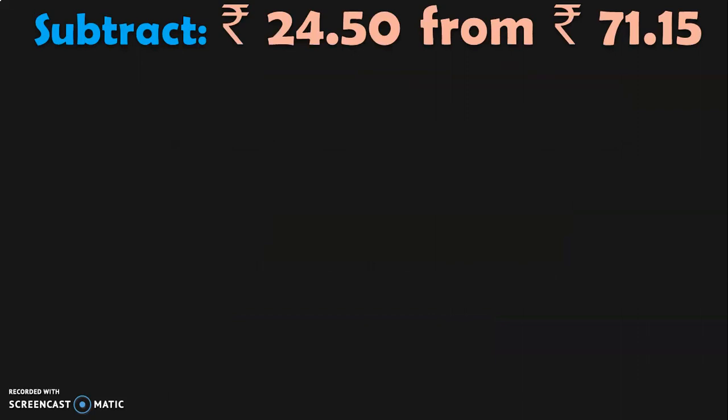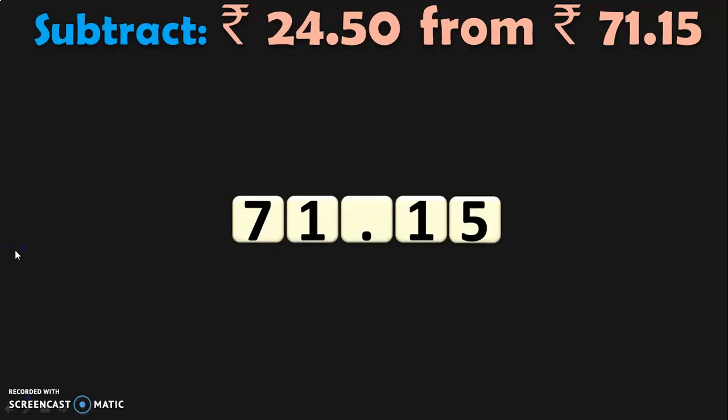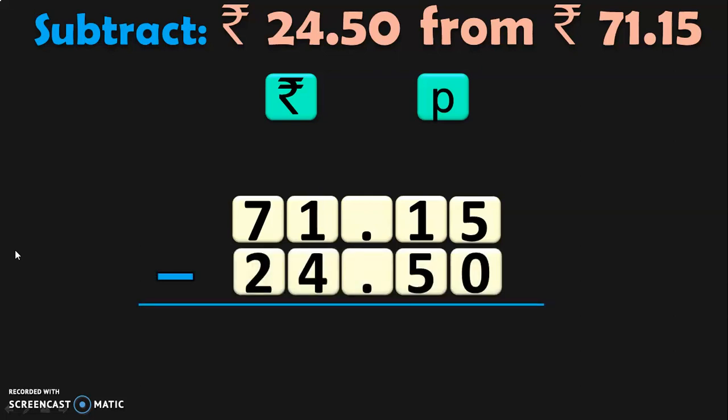Subtract rupees 24.50 from rupees 71.15. Write down the number from which you are going to subtract first. Write down its rupees and paise part. Next, write down the other number which you are going to subtract. Take care that the decimal points are one below the other. Now, as usual, do the subtraction and now begin the subtraction from the paise part first.